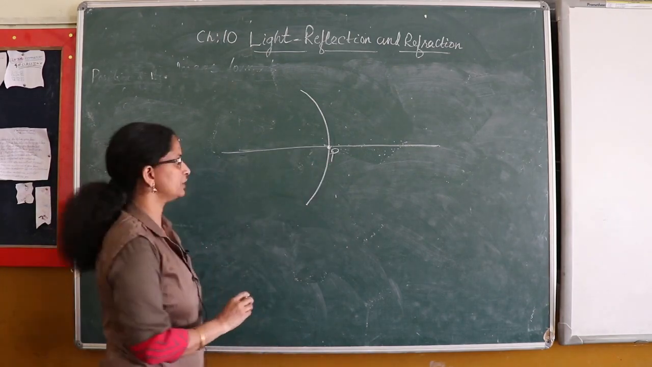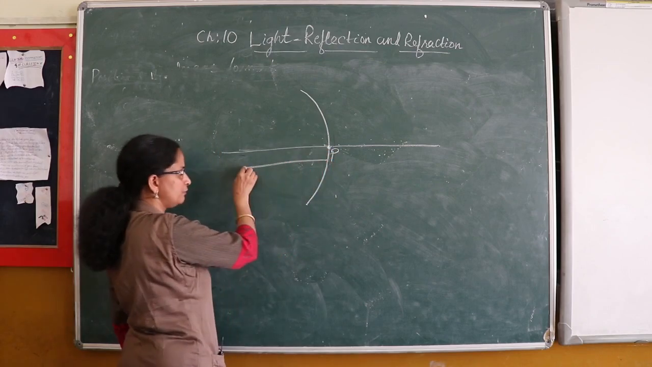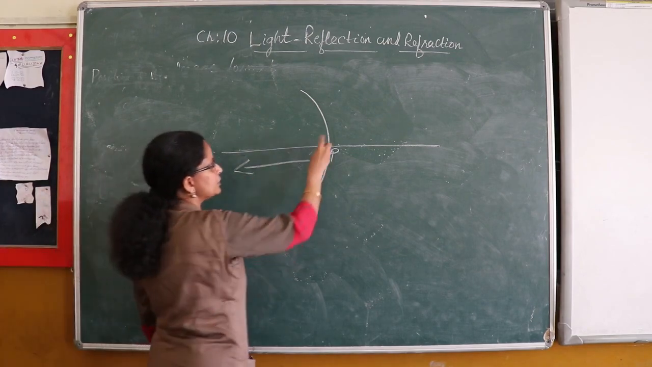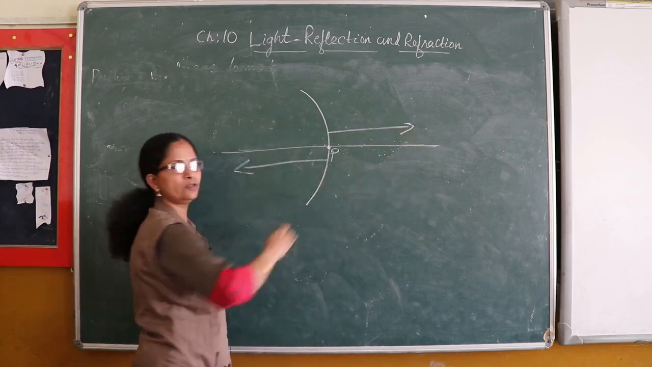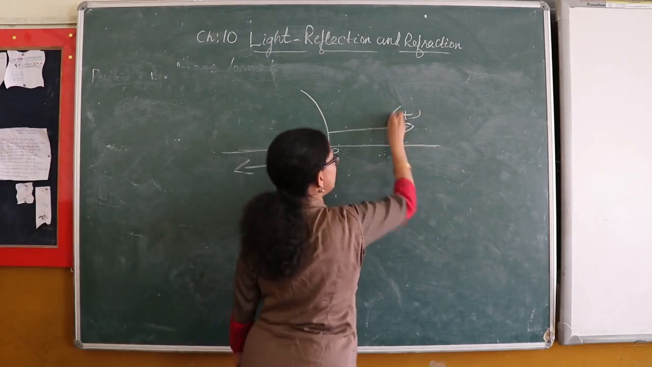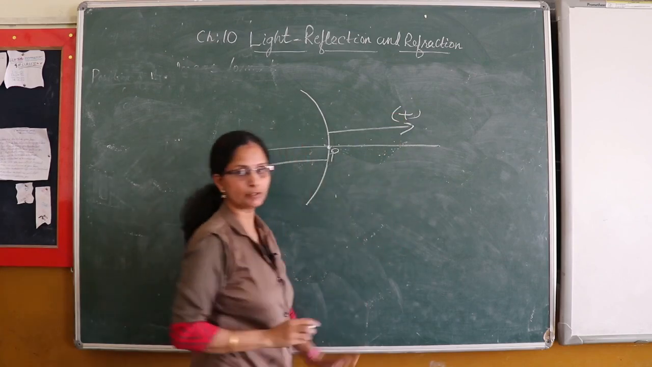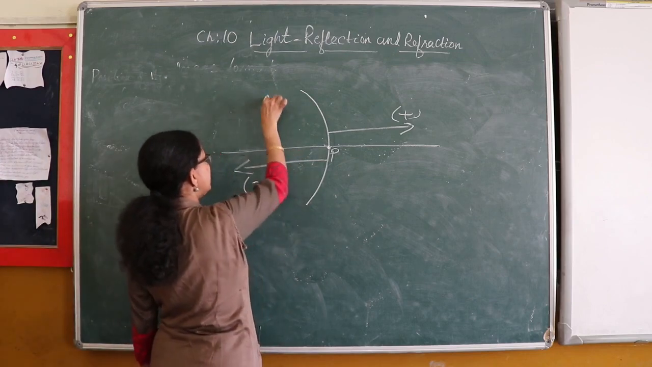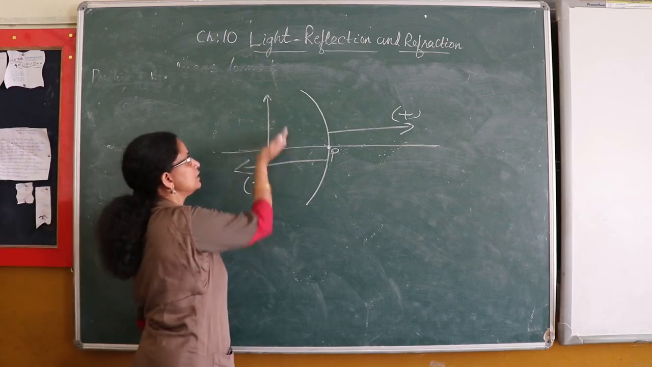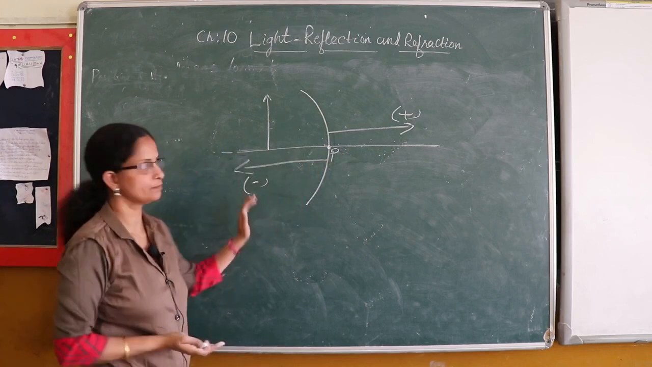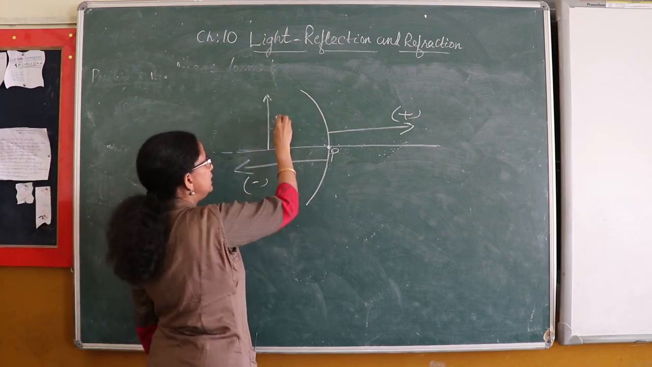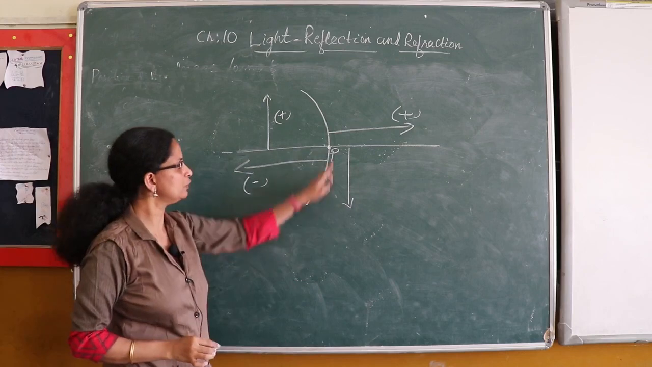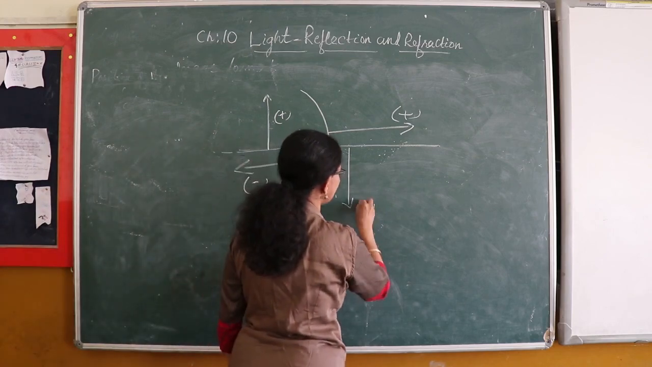Whatever distances are measured from the pole to the left side are measured as negative, and the distances to the right side are measured as positive. All the distances measured perpendicular to and above the principal axis are measured as positive, and the distances below the principal axis are measured as negative.